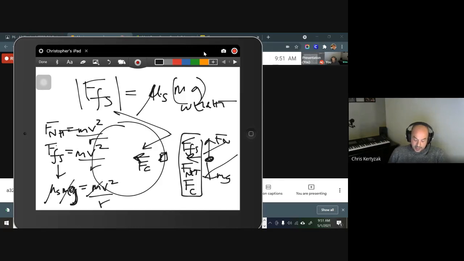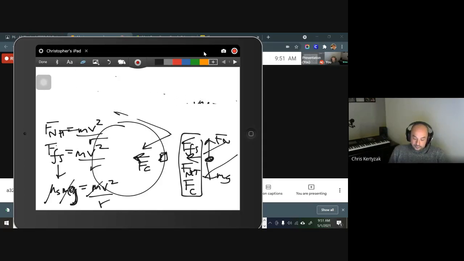Cancel by dividing out our m's, right? So what are we left with as a model for this? mu_s times g equals v squared over r, where v is the speed of the car as it zips around and round at a constant speed, remember? And r is the radius of the rotary.